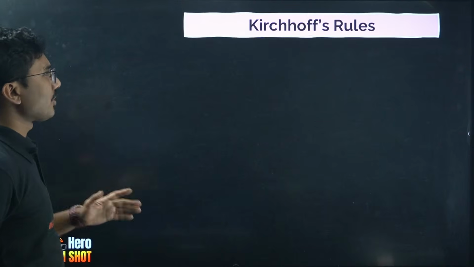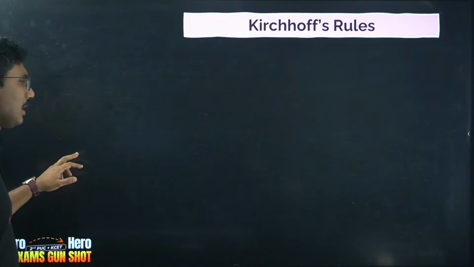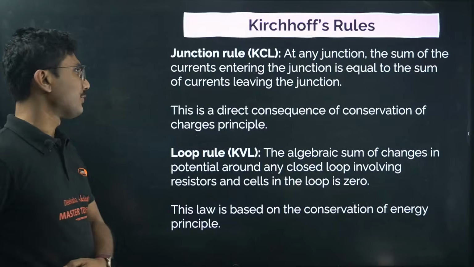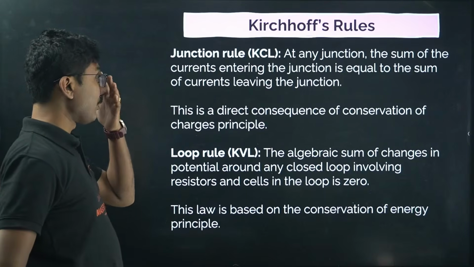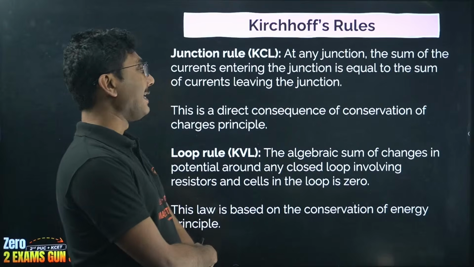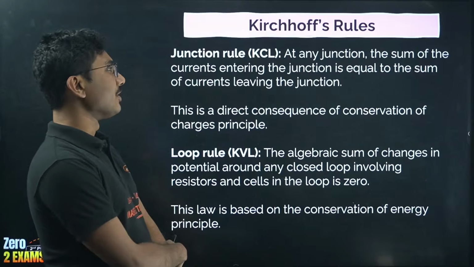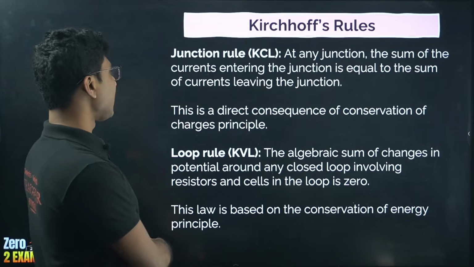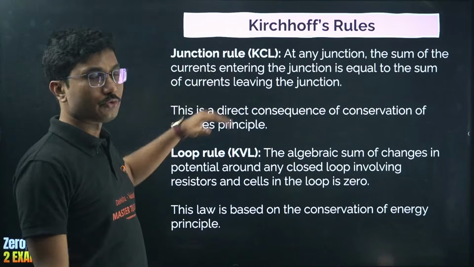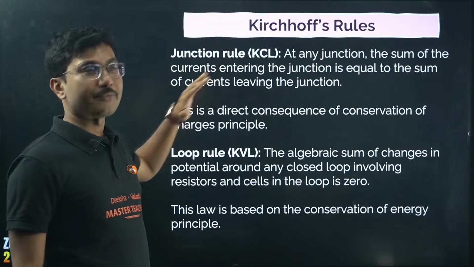Okay, Kirchhoff's rules and Wheatstone Bridge are the last topic of the day. We will solve more questions obviously, but topic wise this is the last concept. Junction rule, KCL. At any junction, the sum of the currents entering the junction is equal to the sum of currents leaving the junction. So this is called the junction rule, and sometimes it is also called Kirchhoff's current law.